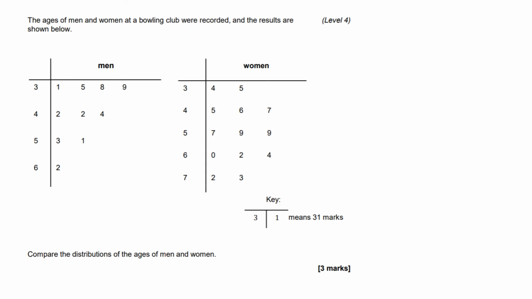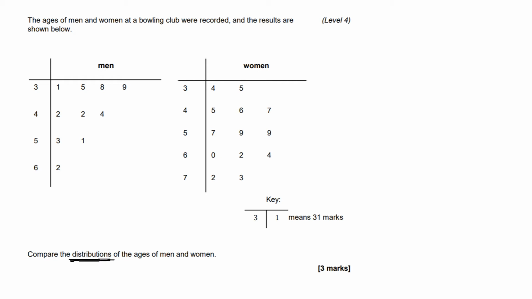Now we're going to start bringing some averages in. So we're going to start bringing in some mean, median and mode, which are what we call our measures of central tendency. And we're also going to bring in some range, which is what we call a measure of spread or a measure of distribution. So this question says, the ages of men and women at a bowling club were recorded and the results are shown below. Compare the distributions of the ages of men and women.